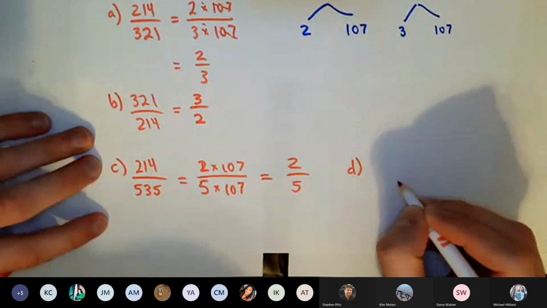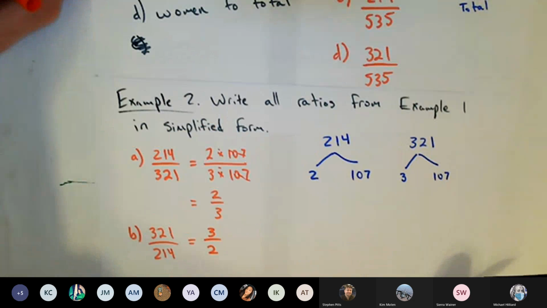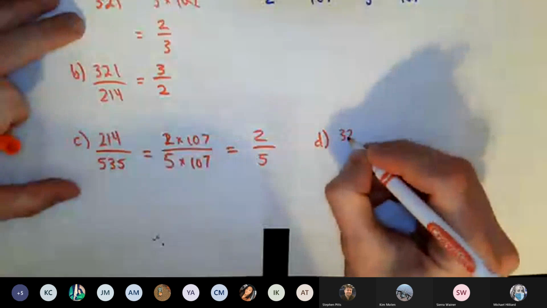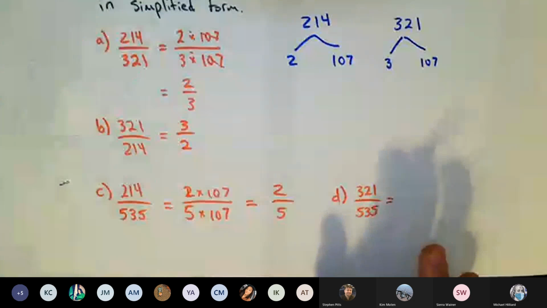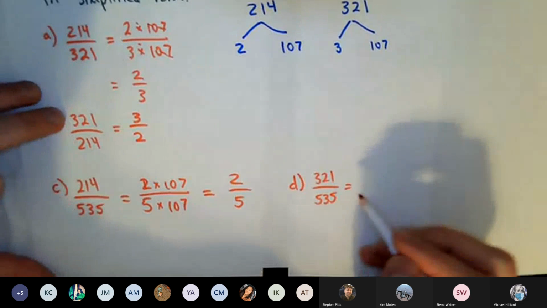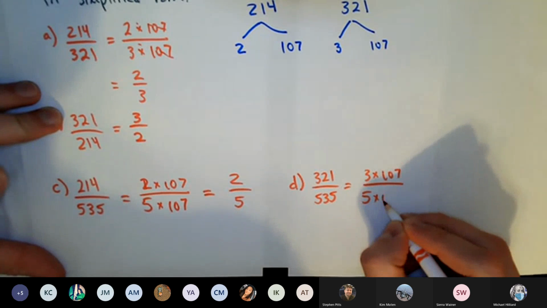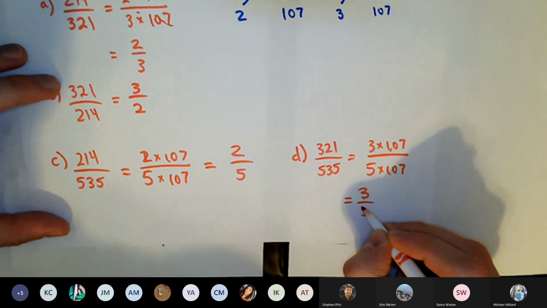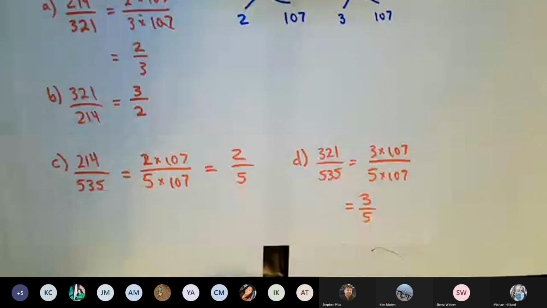And then similarly, part D, which was the ratio of women to total, which was 321 over 535. We've kind of already done the brunt of the work to do this one as well, because we know that 321 factors into 3 times 107. We know 535 factors into 5 times 107. In other words, this fraction trims down to 3/5. Okay. Okay, cool.